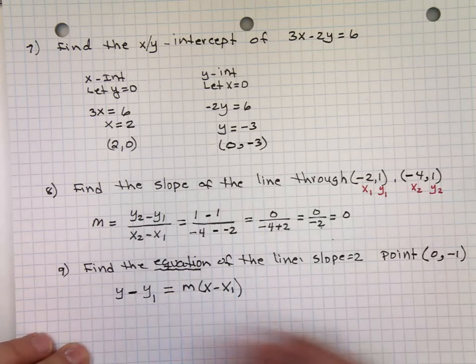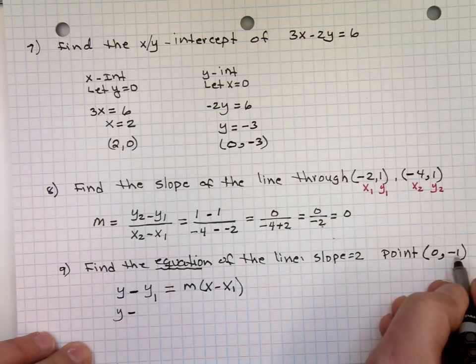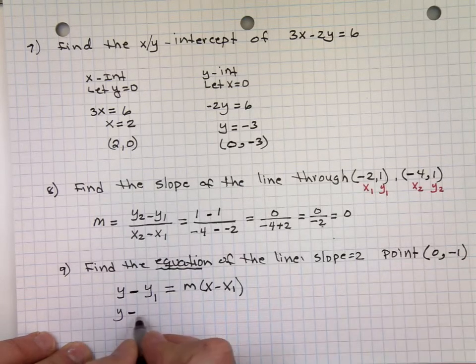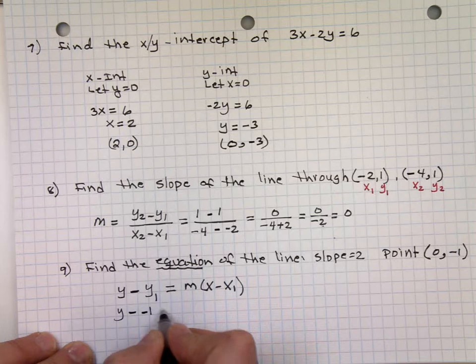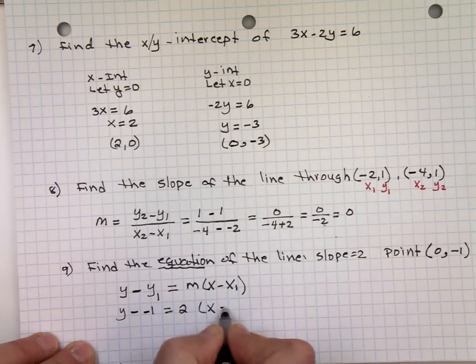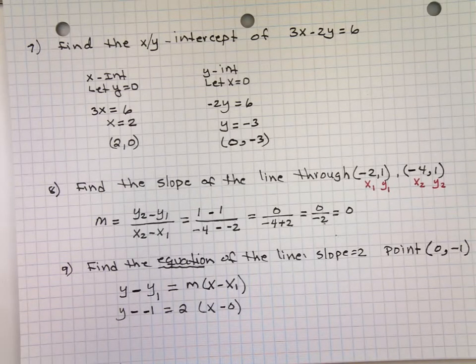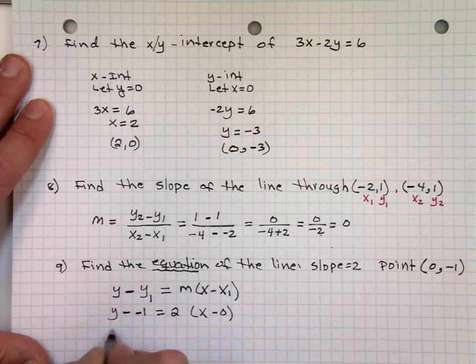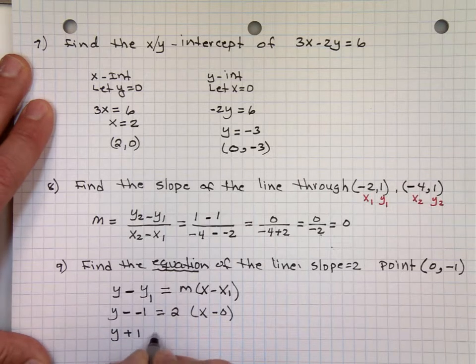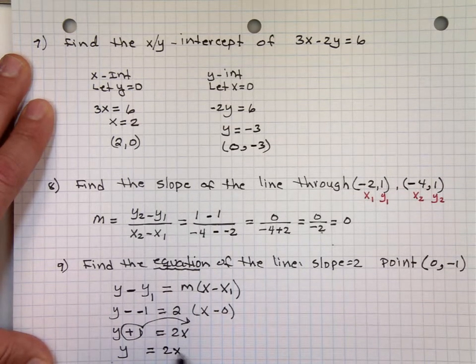Y minus y sub 1. Y minus, what is y sub 1 here? Negative 1. So minus a negative 1 equals the slope, which is 2, times x minus 0. Y plus 1 equals what? 2x. Move the plus 1 there, that becomes what? Y equals 2x minus 1.